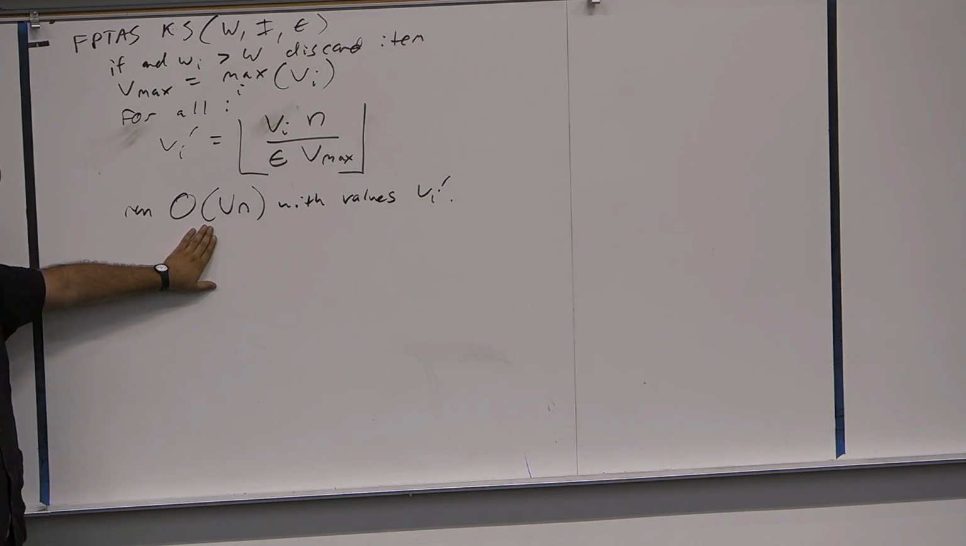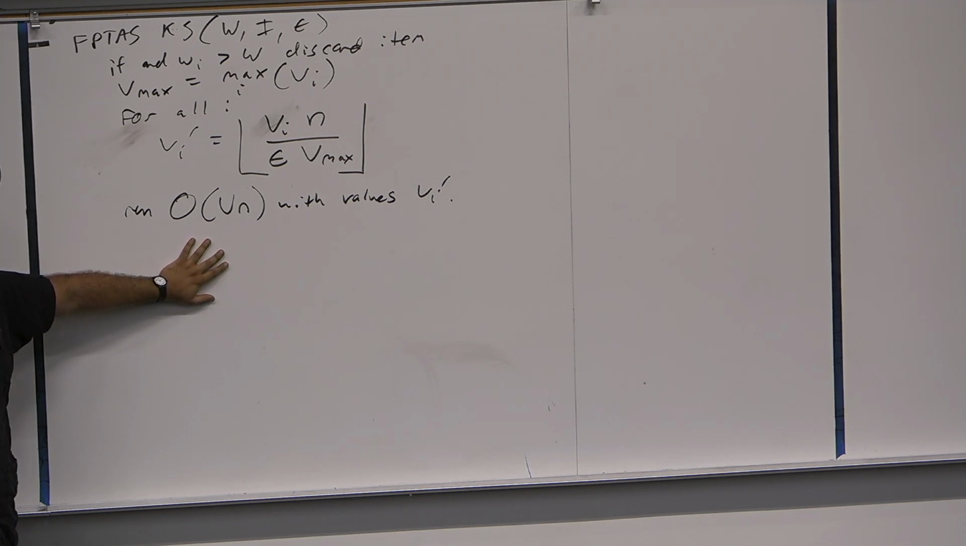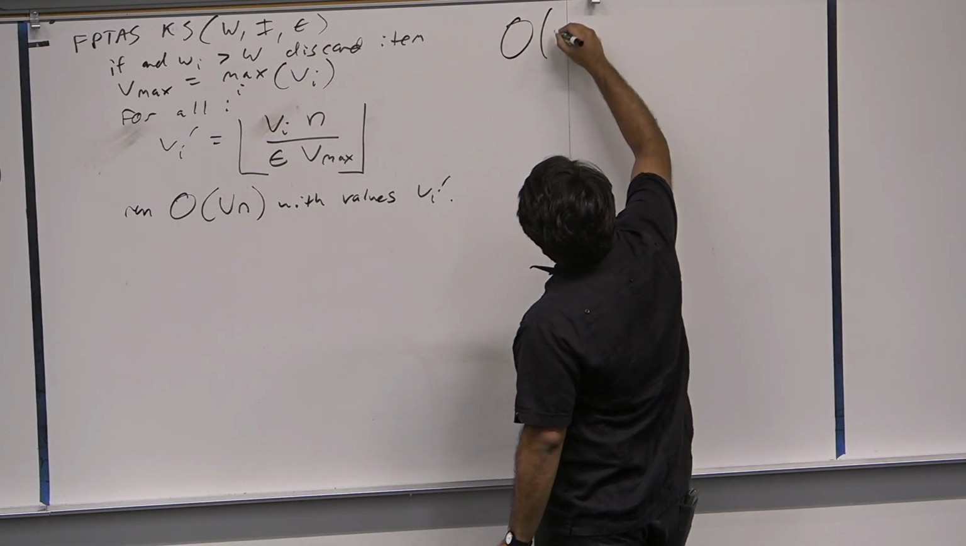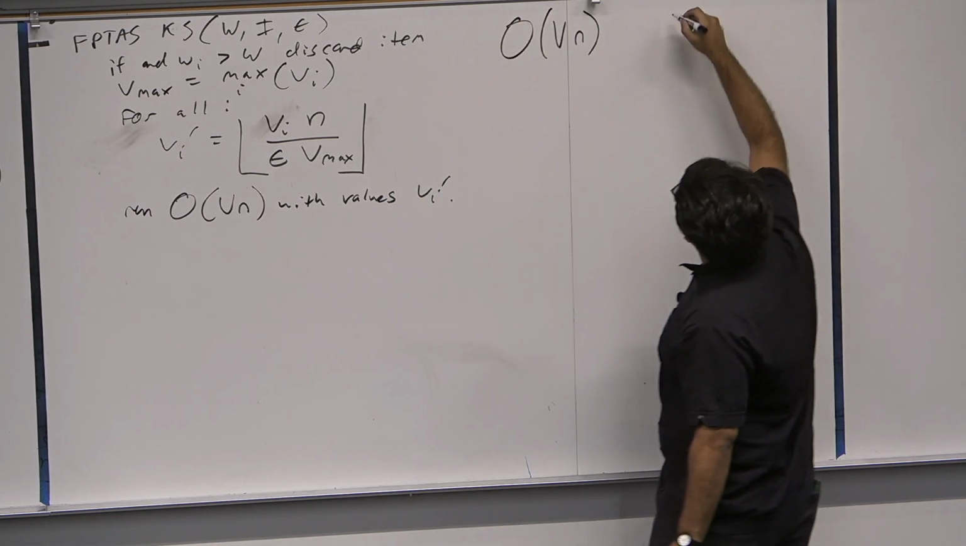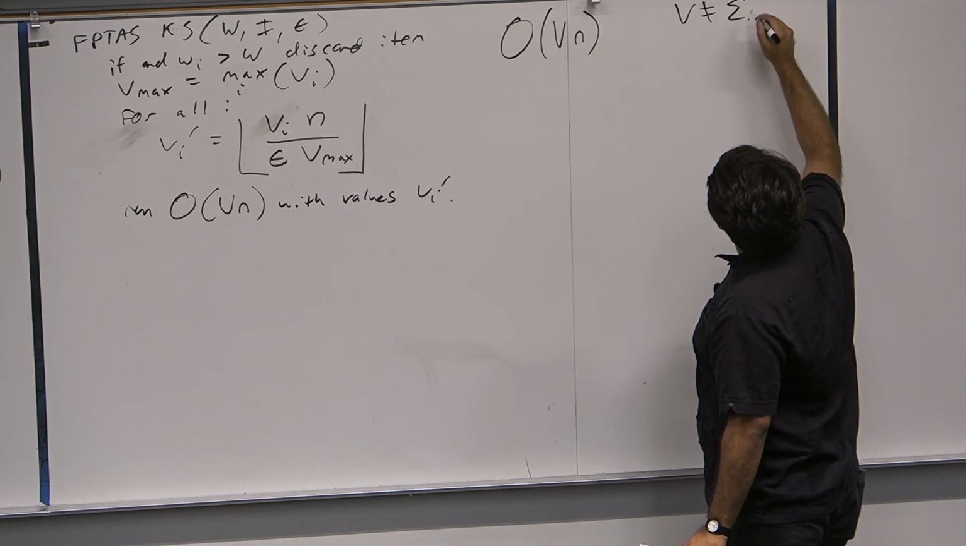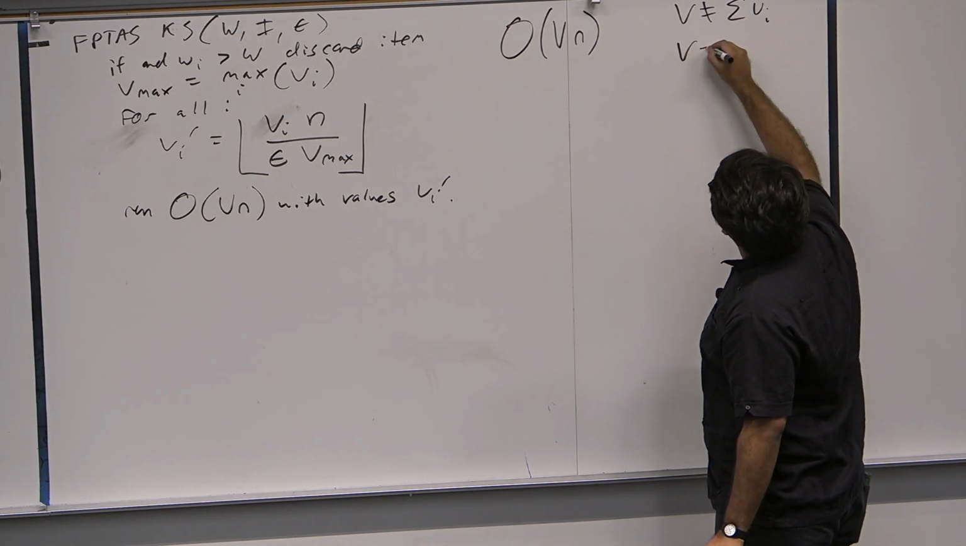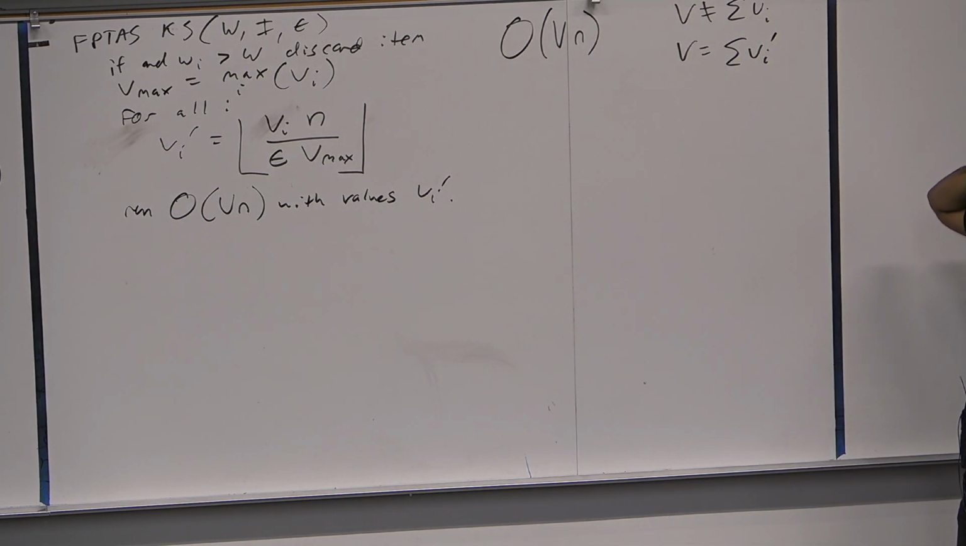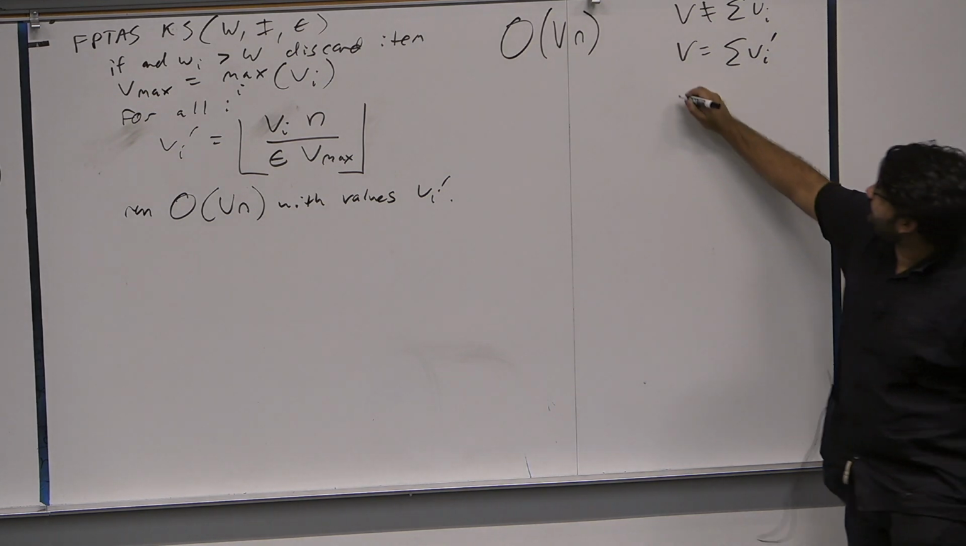If we run the vn knapsack algorithm with scaled down weights, what can we say about this runtime? It technically runs in O of vn, right? But v is now not the sum of vi, but rather v is the sum of vi prime, right? And what do we know about vi prime? Sorry? Give me an overestimated vi. For all i, vi is less than or equal to what?